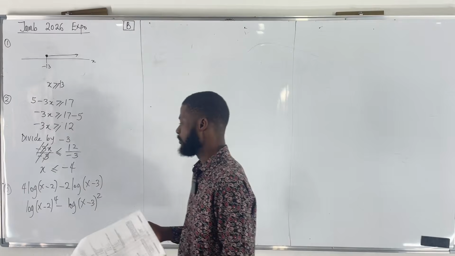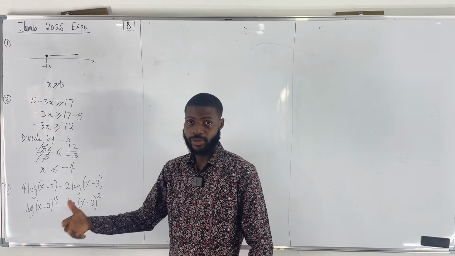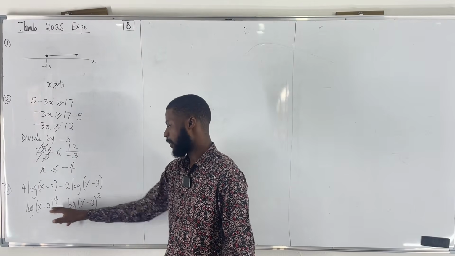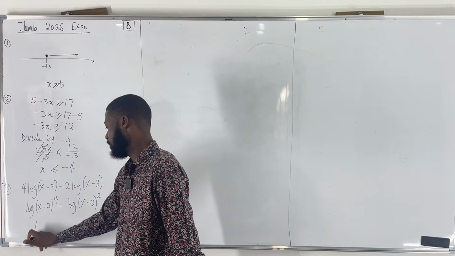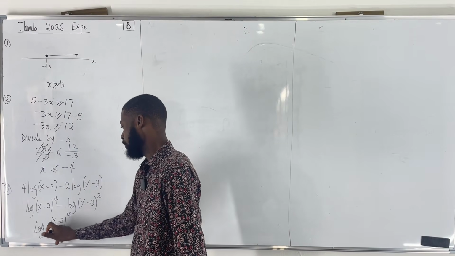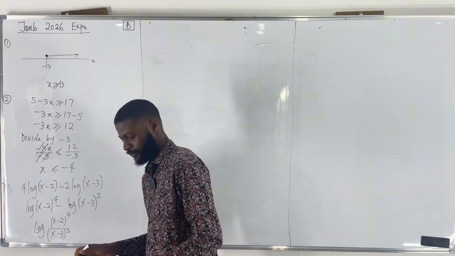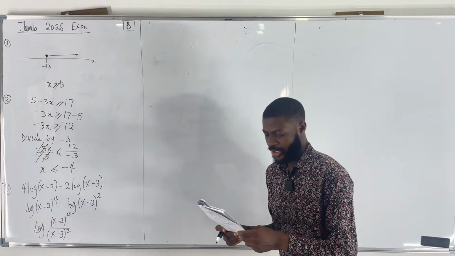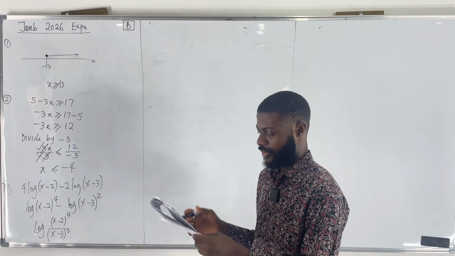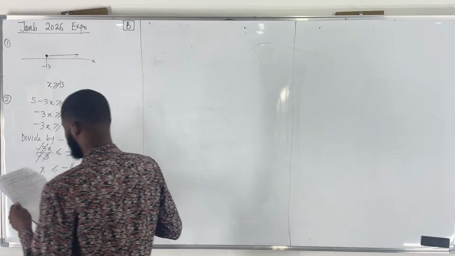And the next thing is to remember that in logarithms, if you are subtracting, there's a law in logarithm: you must divide the numbers. So this will become a big log, and then we're going to say (x minus 2) to the power of 4 divided by (x minus 3) to the power of 2. And then if you look at the option, C will be the right answer to the question. So that's the right option.